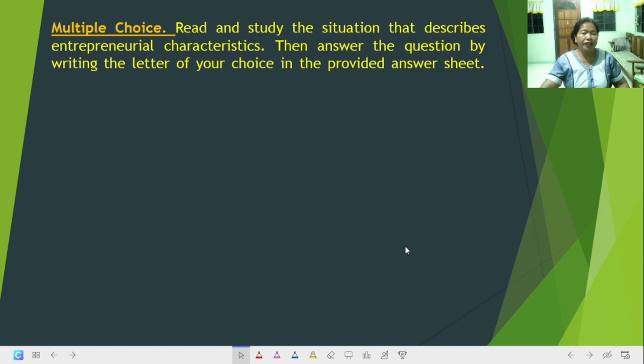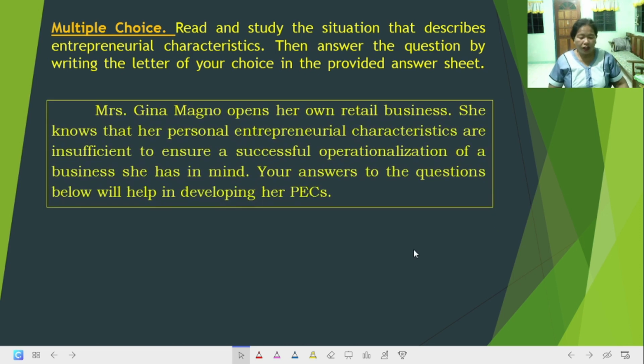Okay, the next one is the multiple choice. Read and study the situation that describes the entrepreneurial characteristics. Then answer the question by writing the letter of your choice again in the provided answer sheet. We have here a situation that goes this way. Mrs. Gina Magno opens her own retail business. She knows that her personal entrepreneurial characteristics are insufficient to ensure a successful operationalization of a business she has in mind. Your answers to the questions below will of course help Mrs. Magno in developing her personal entrepreneurial competencies or PECs.